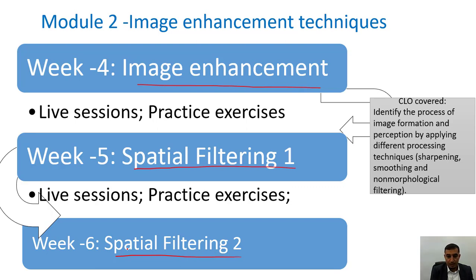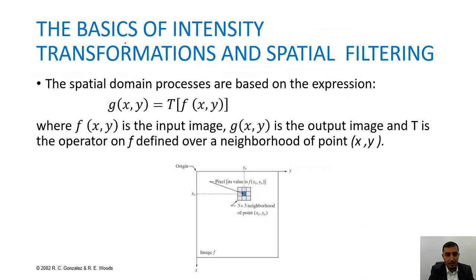Now, first of all, the basics of intensity transformation. The spatial domain processes are based upon the expression g(x,y) = T[f(x,y)], where f(x,y) is our input image, g(x,y) is our output image, and T is the operator that operates on f. So T is what is going to happen with the pixels of f in order to produce pixel g.